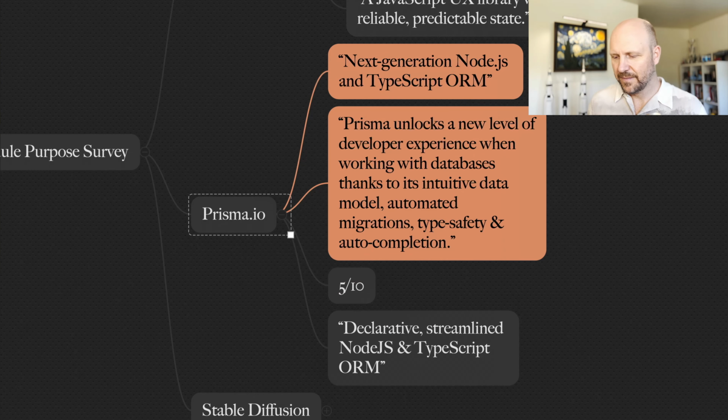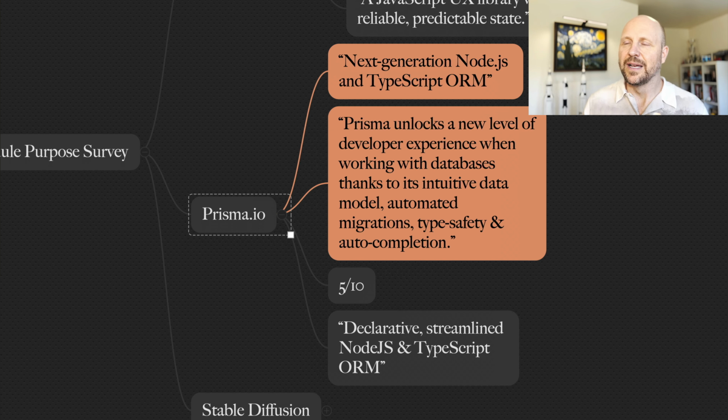Prisma, which our teams have been using more on projects lately. Generally, I like it. Their description is, this is all of it. I had to kind of grab the whole thing, which I think was a little bit of a problem right there. Their main one is next generation Node.js and TypeScript ORM.